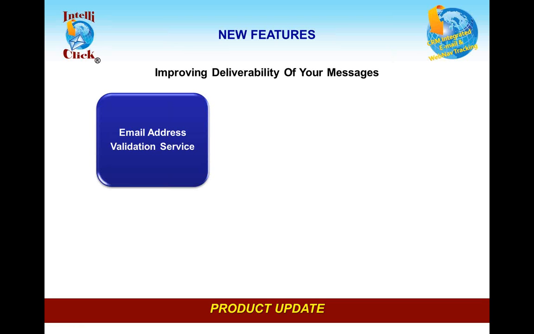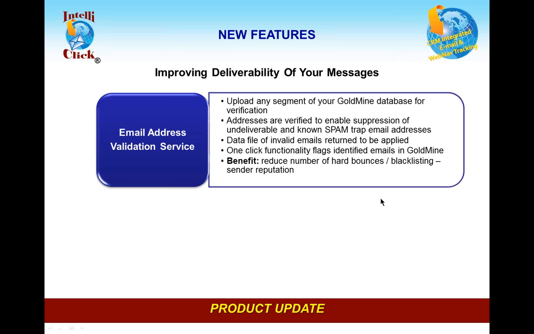The first is the email address validation service. And what's so important about this capability is that a lot of you know that when you send with IntelliClick, we do monitor and help you manage hard bounces. But of course, if you have a very high rate of hard bounce, you're putting yourself at risk for blacklistings and even potentially account termination for the SMTP relay if you're getting very high on those rates. So with our new service, we're going to make it very easy for you to proactively address this.